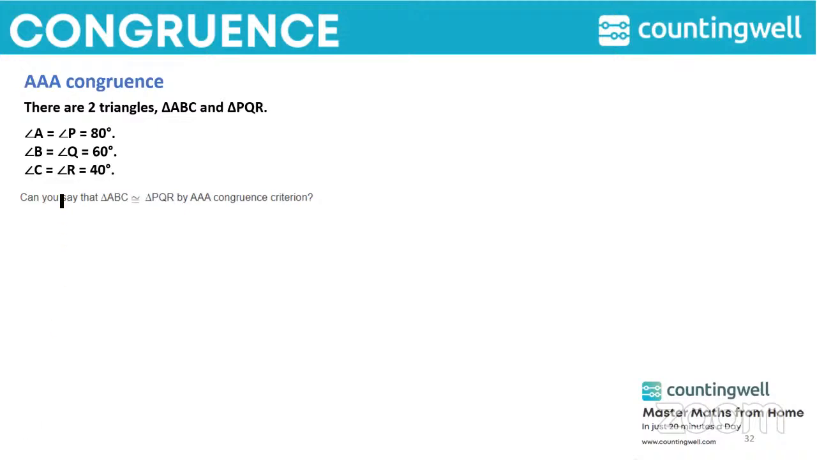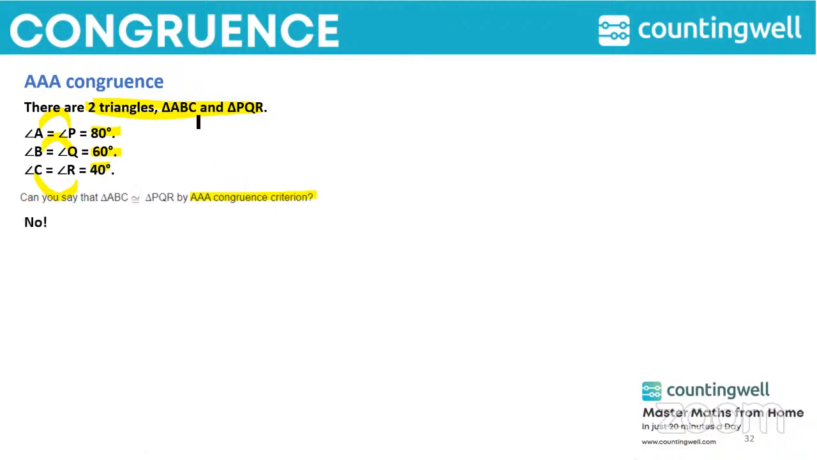Now for AAA congruence, suppose there are two triangles ABC and PQR with angle A equal to angle P equal to 80 degrees, angle B equal to angle Q equal to 60 degrees, and angle C equal to angle R equal to 40 degrees. Can you say these two triangles are congruent by the AAA congruence criterion?